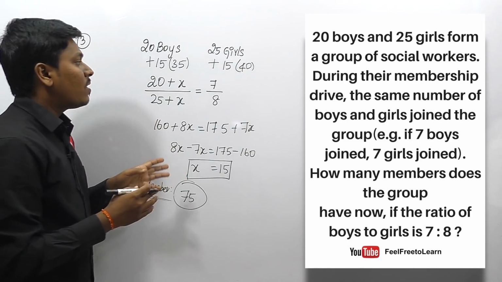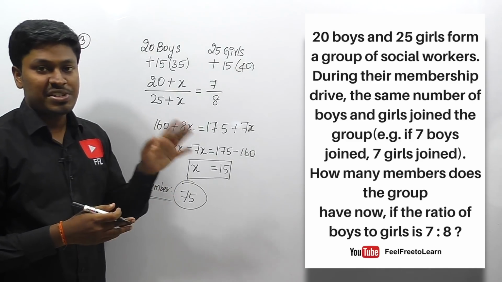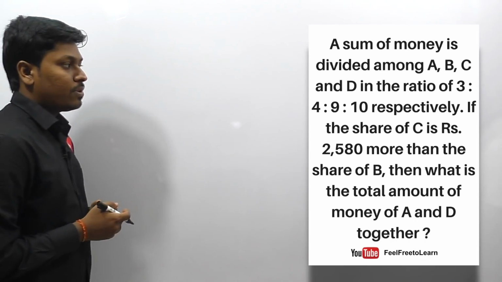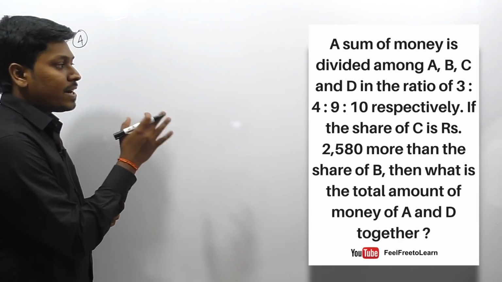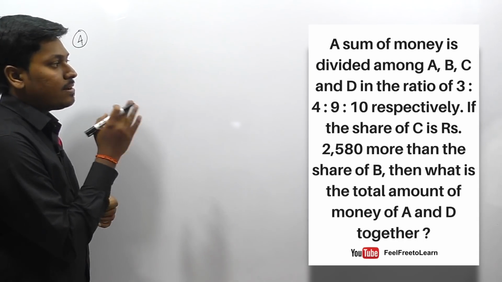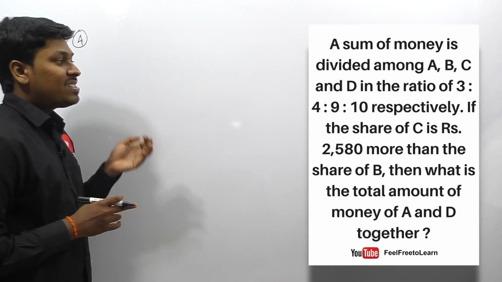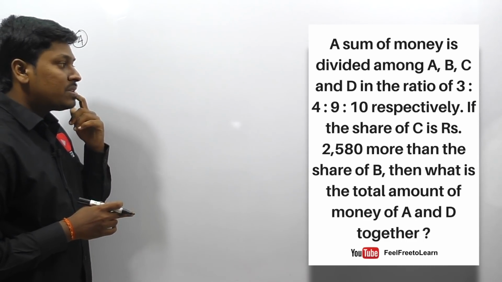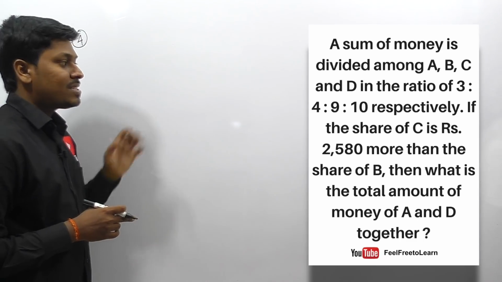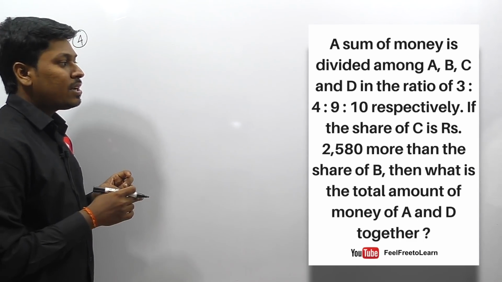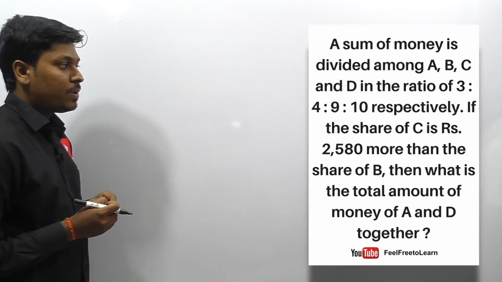If you understand the concept, you can easily crack all the questions in ratio proportions. Question number 4. A sum of money is divided among A, B, C, D in a ratio 3:4:9:10 respectively. If the share of C is rupees 2580 more than the share of B, then what is the total amount of money of A and D together?